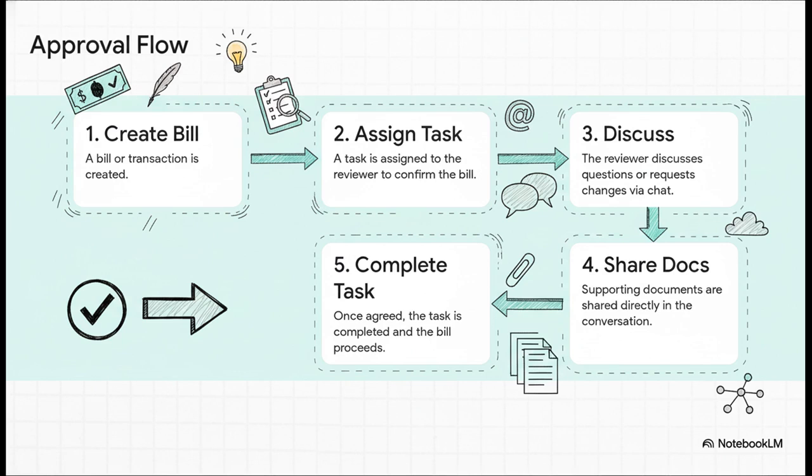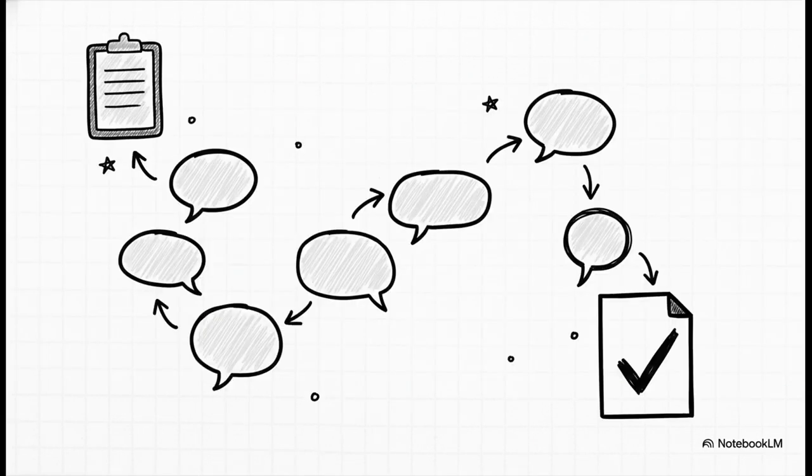Well, it's super simple. A bill gets created in the system. A task is then assigned to the reviewer that says something like, "Hey, review and confirm this bill." That person can ask questions in the chat, share supporting documents right there, and once everyone's on board, they just mark the task as complete, and the bill moves on. That's it. But wait, you might be thinking, what about the audit trail? And that's the beautiful part. The entire process, the task, the discussion, the files, the final sign-off, it all stays visible right there inside Connect. The conversation history is the approval trail.